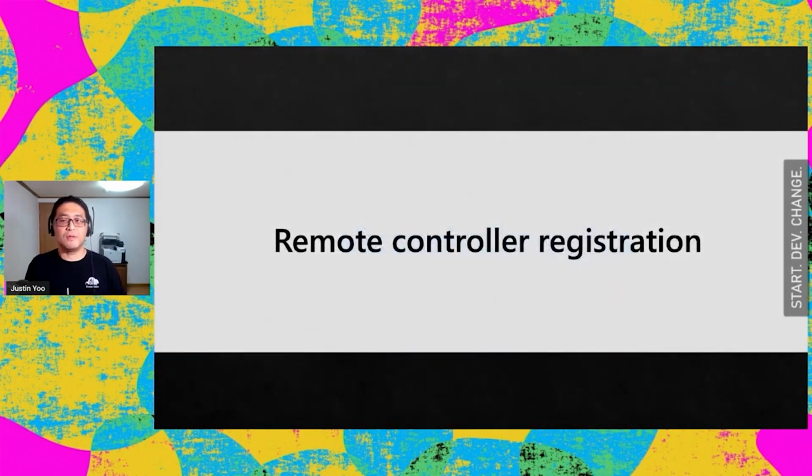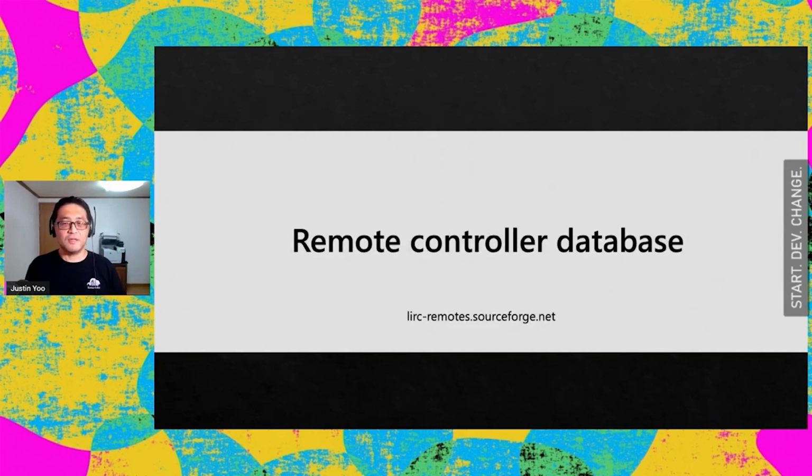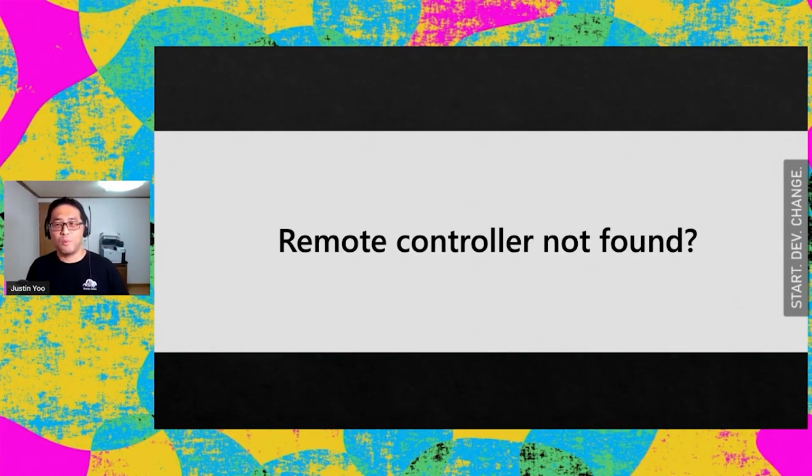To turn Raspberry Pi into a remote controller, first of all, we need to register my existing remote controller to Raspberry Pi. Fortunately, there is a remote controller database already, which is lirc-remote.sourceforge.net. If your remote controller has already been registered in that database, your life will be much easier. However, what if my remote controller doesn't exist in the database? Then I have to register mine by myself.